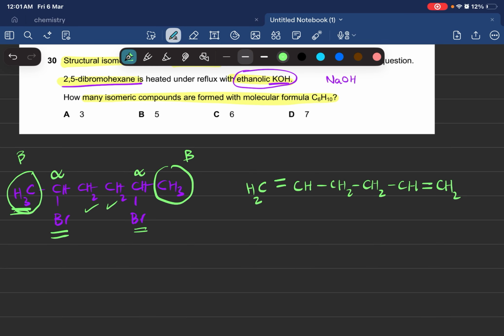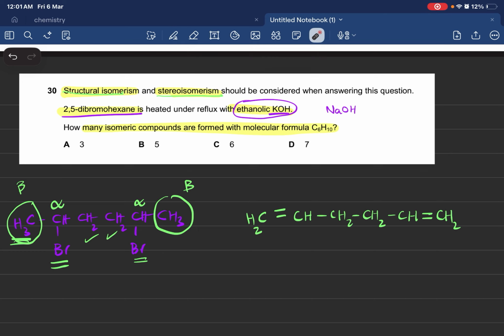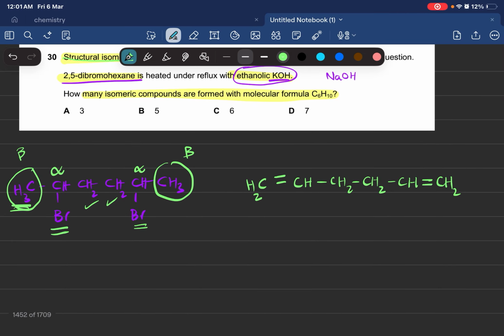Now we have to consider both structural isomerism and stereoisomerism. This doesn't mean you can put branches anywhere you like. That's going to be senseless. You can only do what is possible with ethanolic KOH: you can just remove the bromines and then add the double bond. So don't do things on your own, like changing the position of a functional group just because it's structural isomerism. The first thing is this.